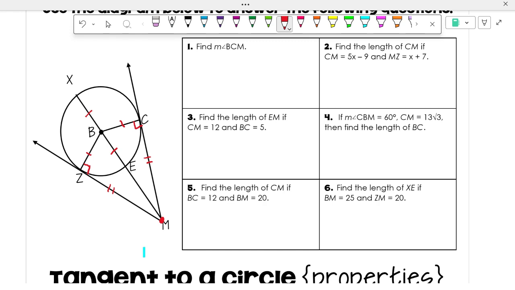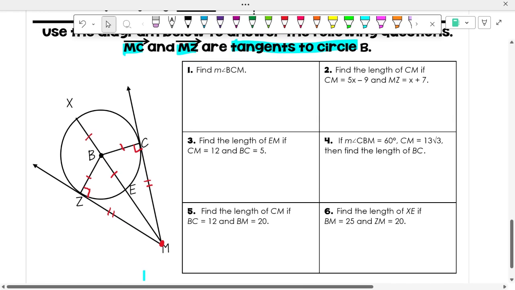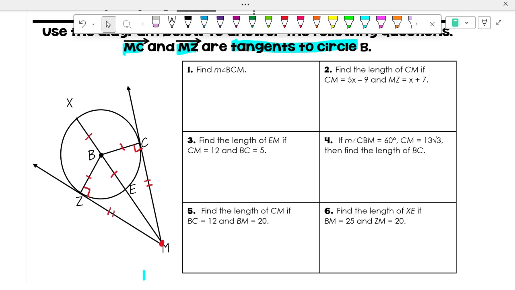Now, why am I marking all this? Because it'll help us answer these questions. So, we're going to find the measure of angle BMC. And we already did. What is it? 90 degrees.